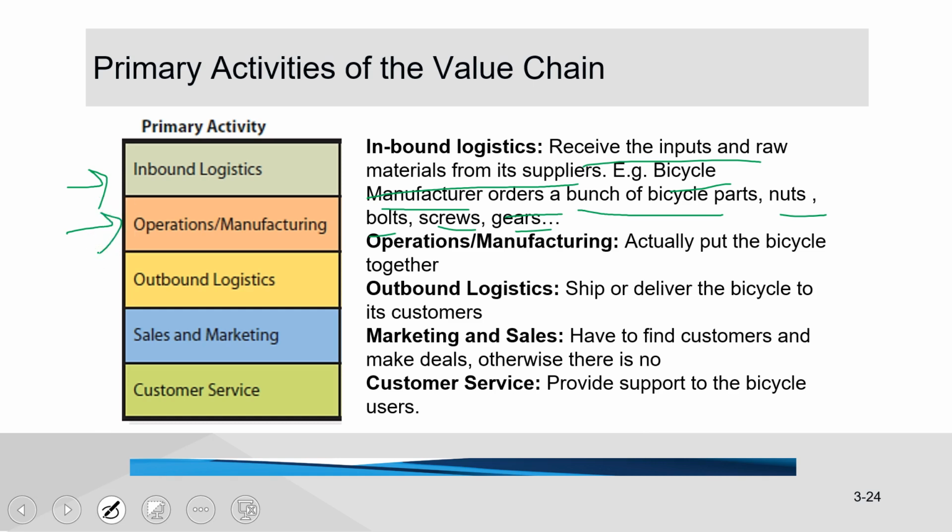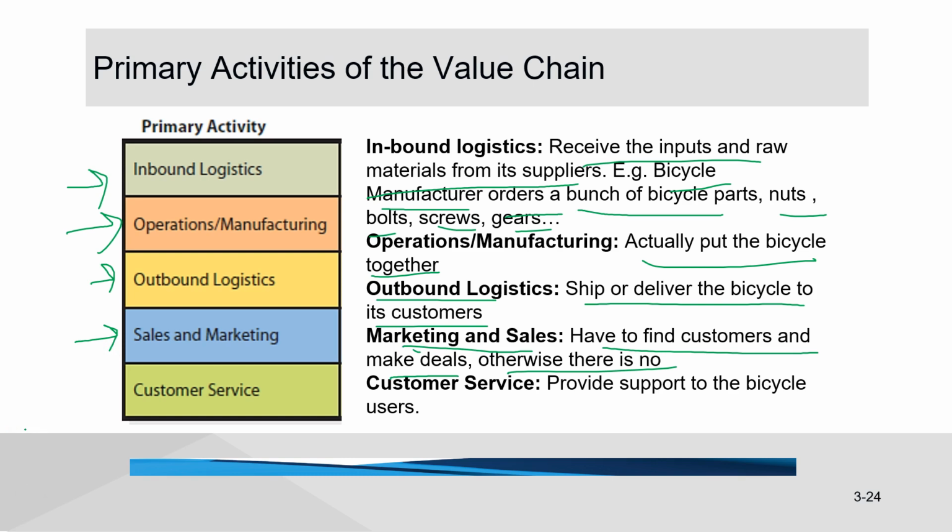The second primary activity is operations in manufacturing. That is actually putting the bicycle together. The third primary activity is outbound logistics, shipping or delivering the bicycle to customers.